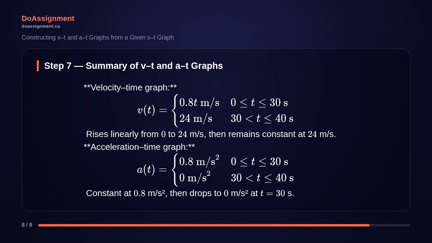To summarize, the velocity starts at 0, increases linearly as 0.8 t meters per second up to 24 meters per second at t equals 30 seconds, and then stays constant at 24 meters per second until t equals 40 seconds. The acceleration is a constant 0.8 meters per second squared for the first 30 seconds, and then drops to 0 for the remaining 10 seconds. These are the complete velocity-time and acceleration-time graphs for the motion.